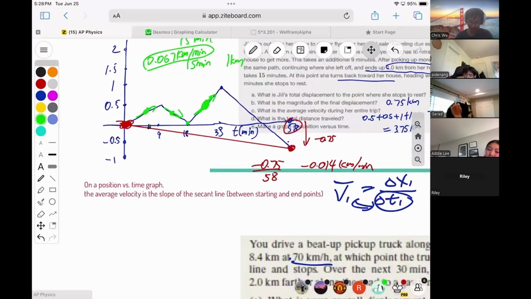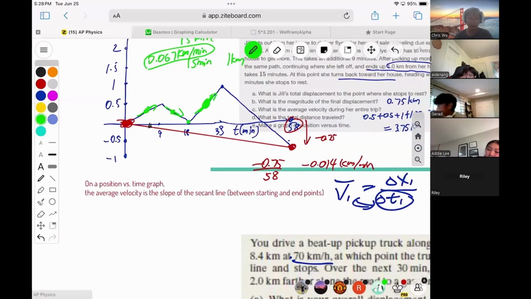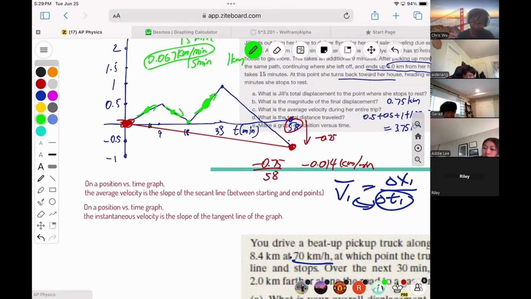And to understand that, let's use the formal language. You can say the same thing on a position versus time graph. The instantaneous velocity is the slope of the tangent line of the graph. Okay, and when the graph itself is a straight line, then the tangent line is just a straight line. That's fine.